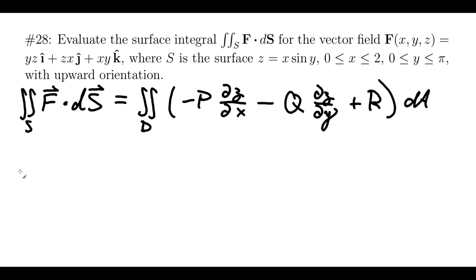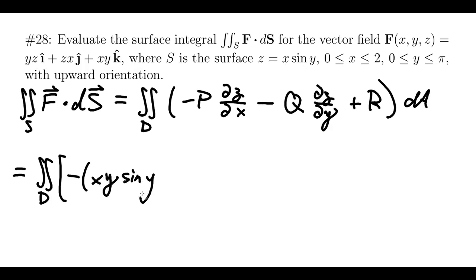If you use this method, then we have a very direct substitution. We have the negative of P. Well, what's P? P is YZ. But we don't want to write Z here. We want this to just be in terms of X and Y. So what's Z? Z is X sine Y. So YZ, with Z being X sine Y, we have Y times that, so we get XY sine Y. There's P.